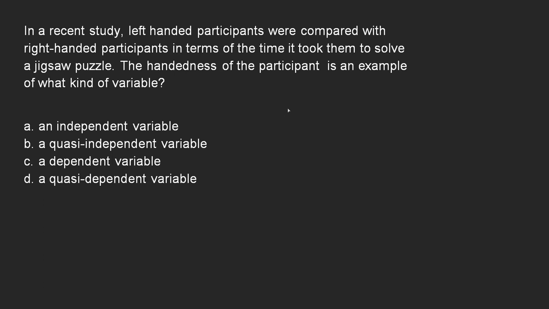Okay, so basically people are going to be either right-handed or they're going to be left-handed. So people are going to fit into one of these two different groups. And so usually when you've got different groups, you can think that that is your IV, for independent variable. And we're checking to see how much time it took them to solve the jigsaw puzzle.